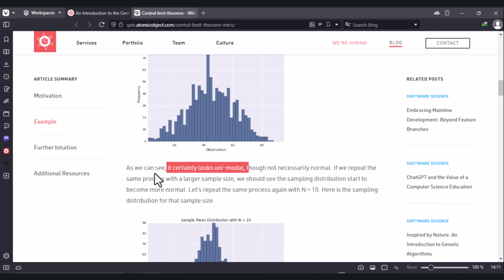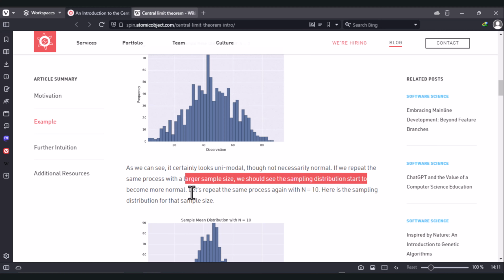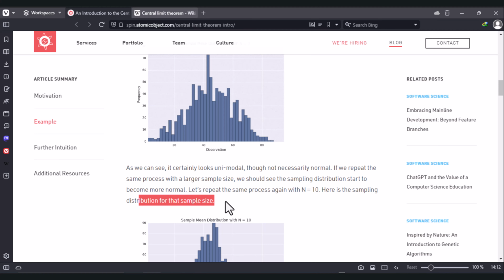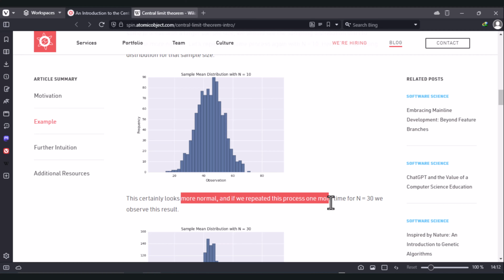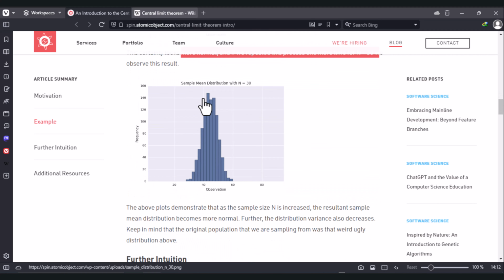If we repeat the same process with a larger sample size, we should see the sampling distribution starting to become more normal. Let's increase the sample size. First we did n equal to 3; once again we increase the sample size to n equal to 10. Here is the sampling distribution for that sample size. This certainly looks normal. If we repeat the process with n equal to 30, we observe this result, and we get something like this.